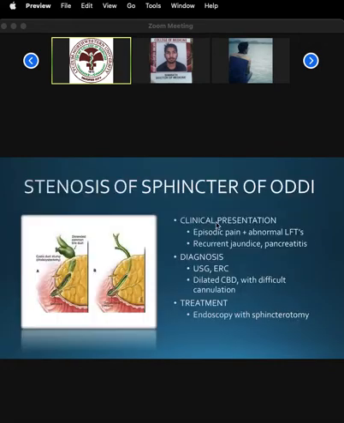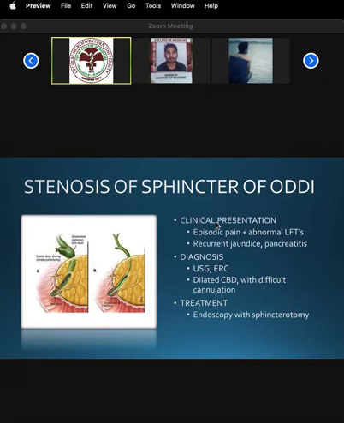We may also encounter stenosis of the sphincter of Oddi. In benign stenosis, this is usually associated with inflammation, fibrosis, or muscular hypertrophy. So clinical manifestations, these patients will manifest with episodic pain with abnormal liver function tests. They may also manifest with recurrent jaundice and pancreatitis.